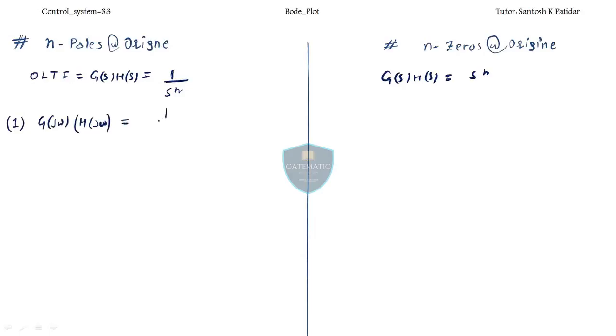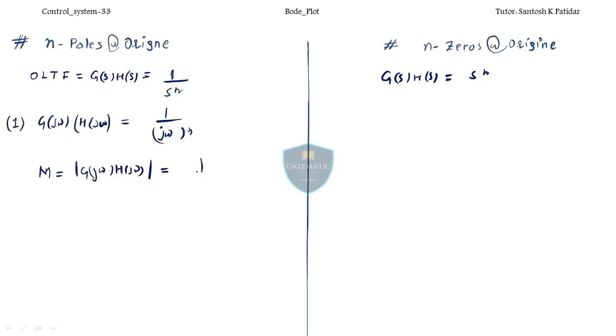It will be (j omega) to the power n, isn't it? Later we'll solve the zeros one. First we'll see this. Okay, so find out the magnitude. The magnitude is simply |G(j omega) H(j omega)|.